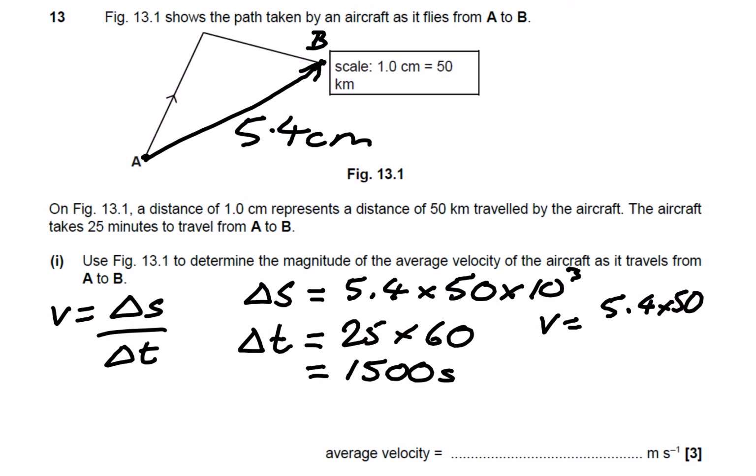So now if I come into my beginning formula, my velocity is going to be equal to 5.4 times 50 times 10 to the 3 divided by 1,500, and that should come out at being 180 metres per second.